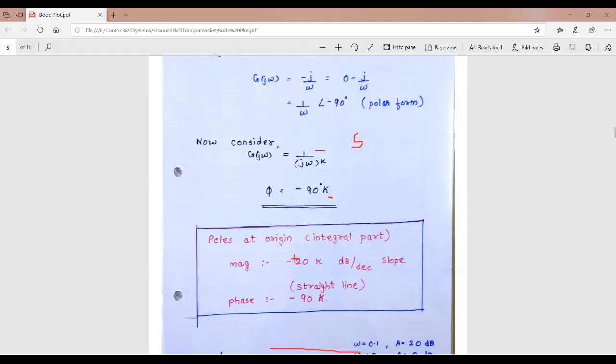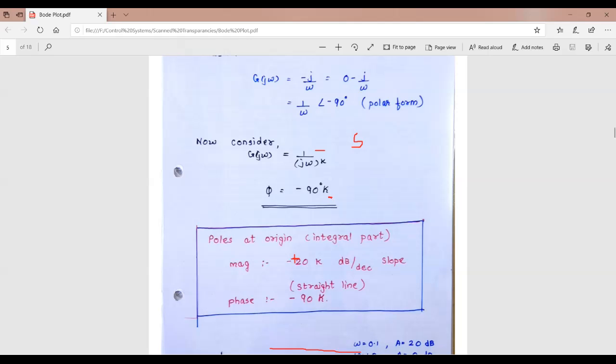Phase is nothing but each pole at origin is going to contribute minus 90 degrees. If you have three poles, each pole will contribute minus 90 degrees, so minus 90 into 3. That is why it will become minus 270 degrees. So magnitude is equal to minus 20 n log of omega, if there are n poles at origin, and phase is equal to minus 90 into n. If you have a single pole, you will have minus 20 log of omega and minus 90 degrees. So this is the contribution of a single pole at origin in the Bode plot.